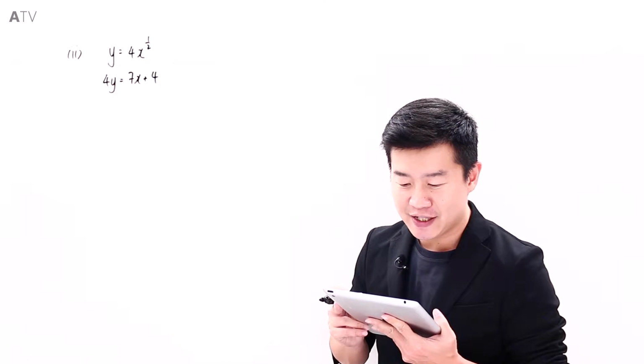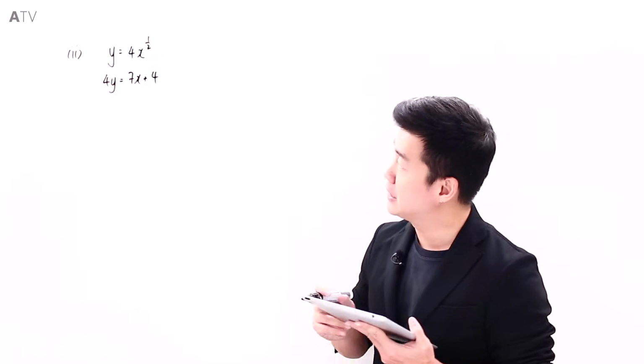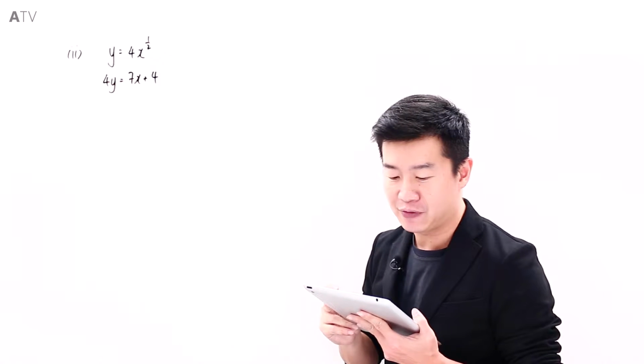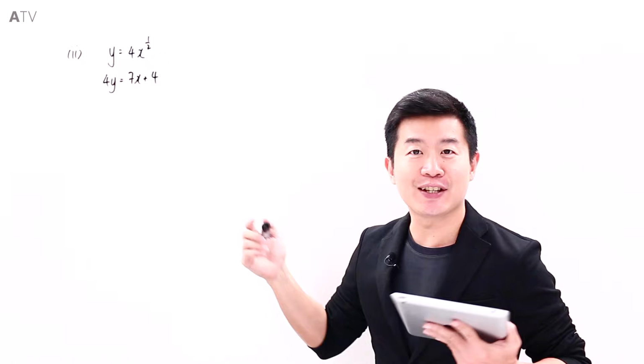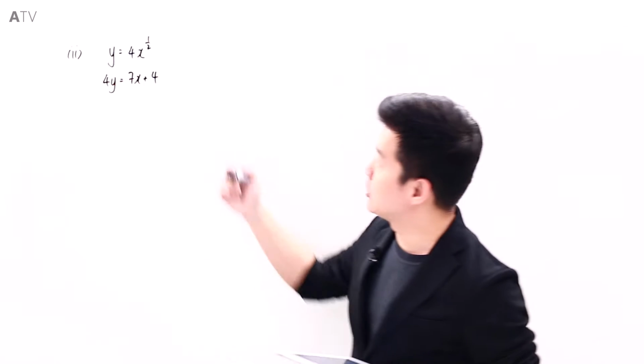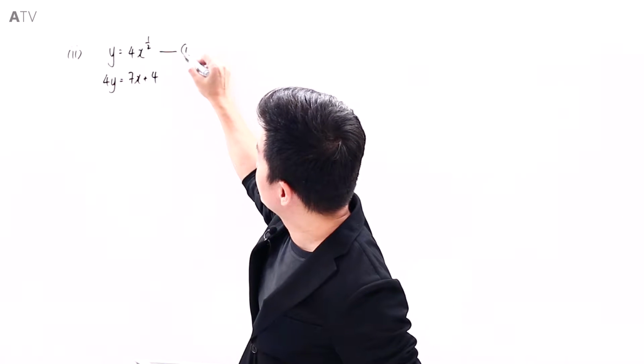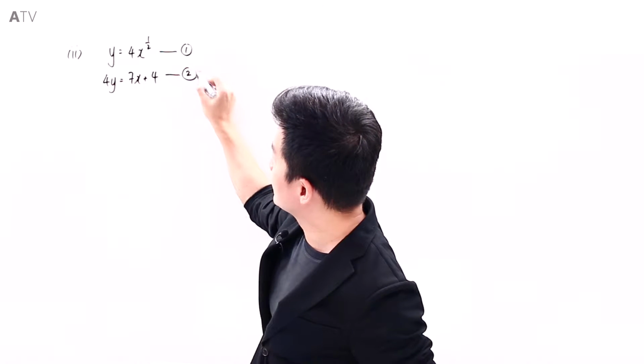We want to find the coordinates of the points of intersection of the curve y is equal to 4x to the power half and the line 4y is equal to 7x plus 4. And to do that, let's try to solve this as a pair of simultaneous equations. We will call this equation number 1 and this, let's call it equation number 2.